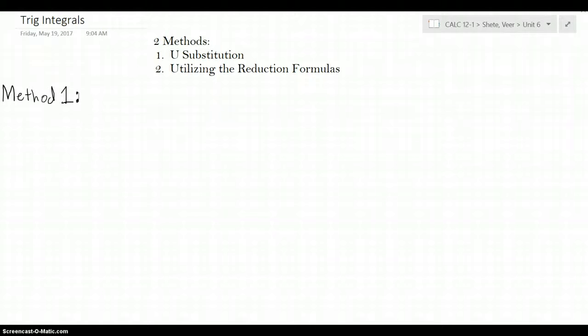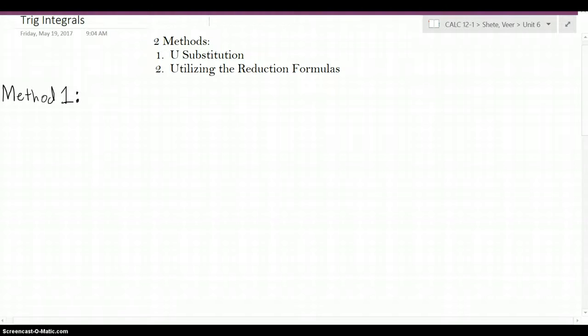So this is my video on trig integrals. Now, as displayed above, there are two methods which we used this year when solving for trig integrals: u substitution and utilizing the reduction formulas. Now, I will use examples getting into both of these methods one by one to display how they can be used to ultimately find the integral of a formula which involves the products of two trigonometric equations.